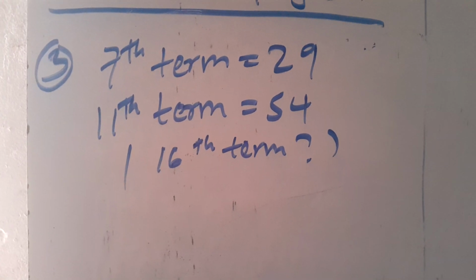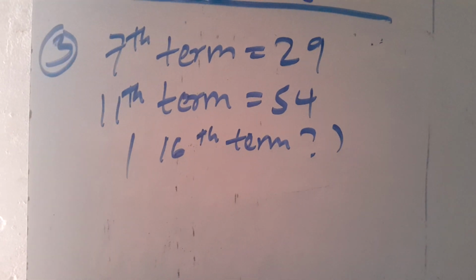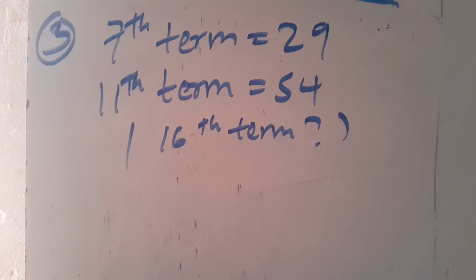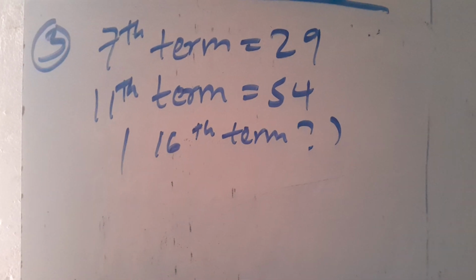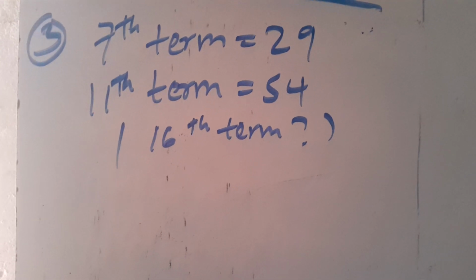Let's have a look at our third example. In our third example, it's a bit different. You have been given the 7th term to be 29, the 11th term to be 54, and now you are being asked to find the 16th term. You can pause the video and try it out.